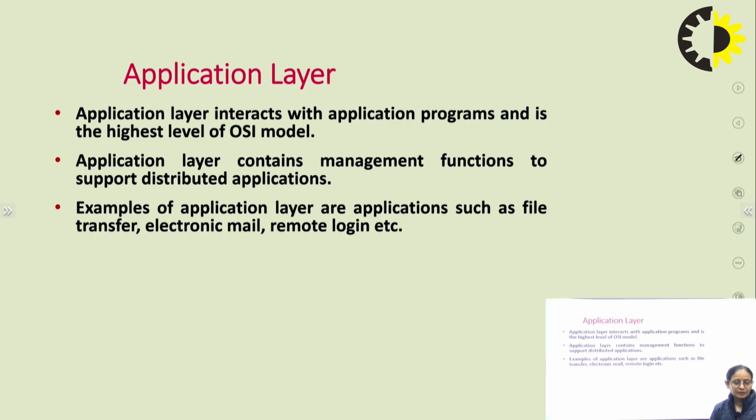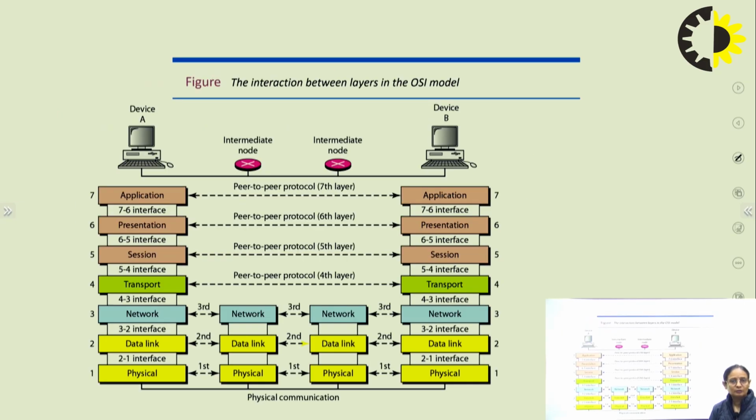At the top, we have the application layer. It interacts with the application program and is the highest layer of the OSI model. It contains the management functions to support distributed applications. Examples of application layer uses are sending a mail, doing file transfer, or doing remote login using telnet. So, at the application layer we have the applications for exchanging information between the host devices.